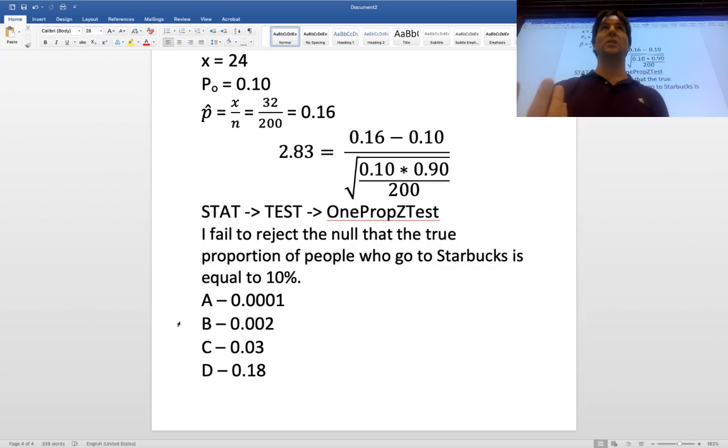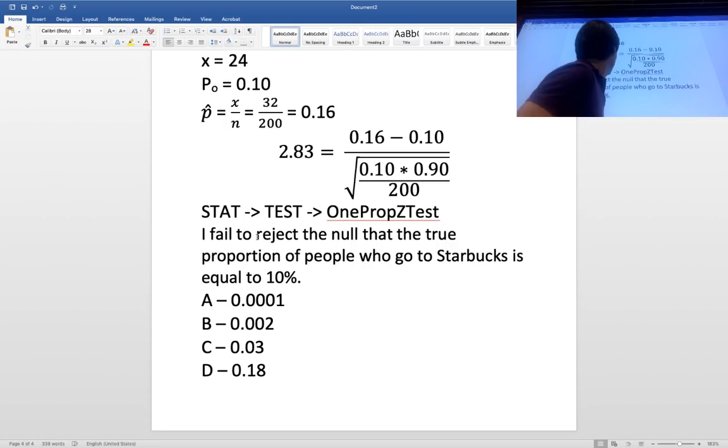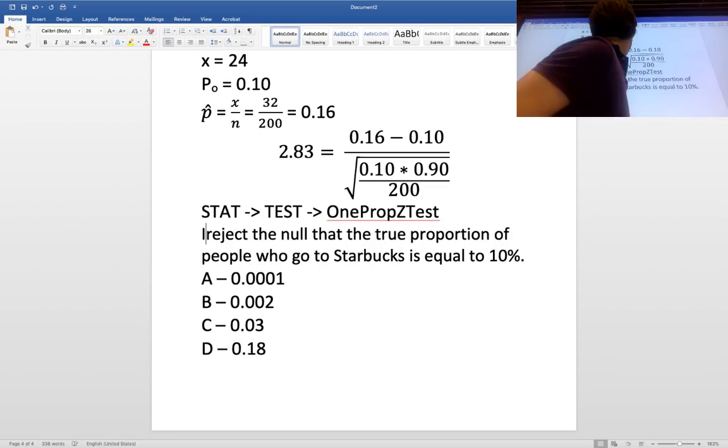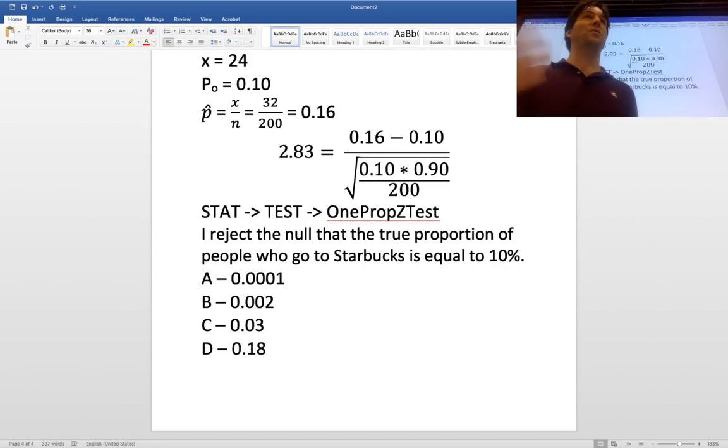So that goes right there, and what do we see? Well, we've changed this p-value again, and look at all I do. Now all I'm going to do is change I fail to reject to what? I reject. I've changed my p-value here to just what it is. It's now 0.002, and with a p-value of 0.002, as long as that's less than alpha, I reject the null that the true proportion of students who go to Starbucks is 10%.